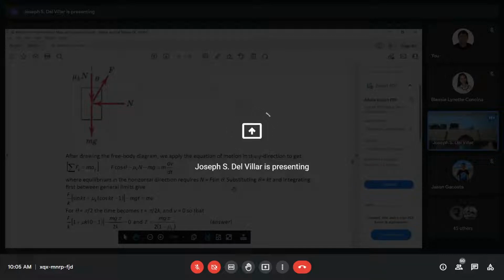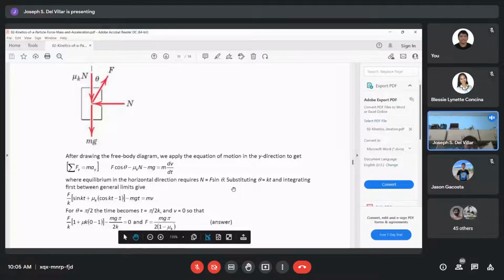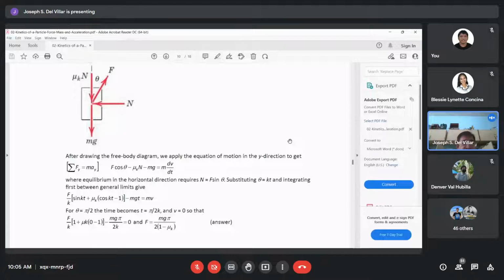Okay, so the summation of Fy is equal to M times A sub Y. So, all forces along the Y, no? So yung may mga Y, so yung dalawang force, the frictional force, the weight, and of course, the Y component ng F. Tatlo yan. Okay? So the Y component of F is of course F cosine theta from this figure. So you have to refer to this figure.